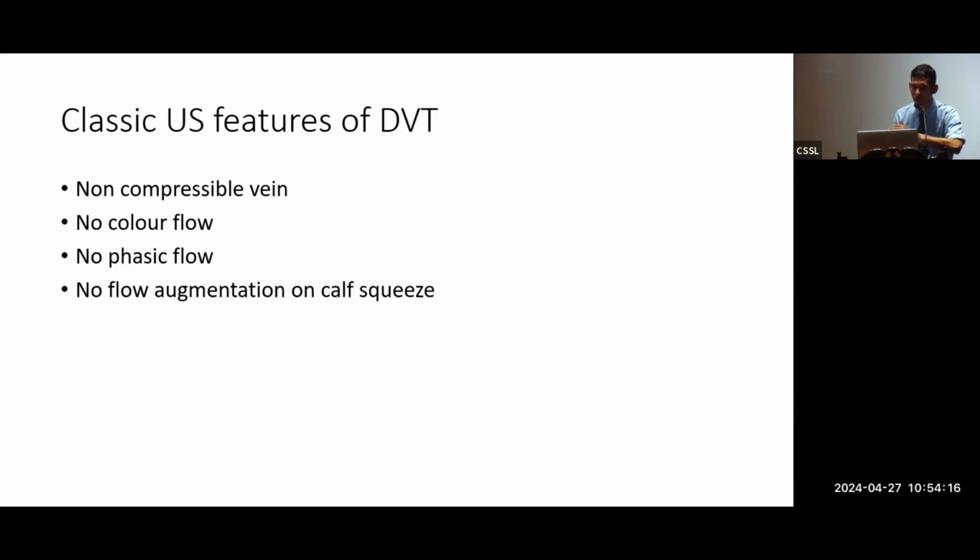So if the proximal vein is patent, when the patient performs a Valsalva maneuver, that should be reflected in the lower down veins. So that is not there when there is DVT. And there is no flow augmentation when you do a calf squeeze.